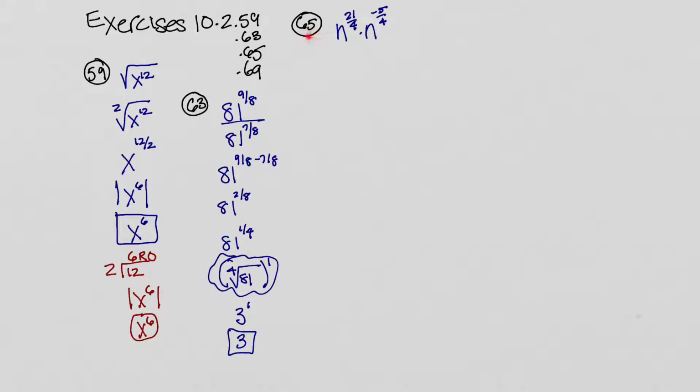Now this problem here, 65, is going to be similar to 63 in this sense. In 63, we had a division, and in division, we subtract the exponents. Now we've got a multiplication, and in multiplication, we add the exponents. So when we do that, it's going to look like this: n to the 21/4 plus negative 5/4, or if you like, n to the 21/4 minus 5/4. That gives us n to the 21 minus 5 is 16/4, and 16 divided by 4 is 4, so that'll give us n to the 4th, absolute value.